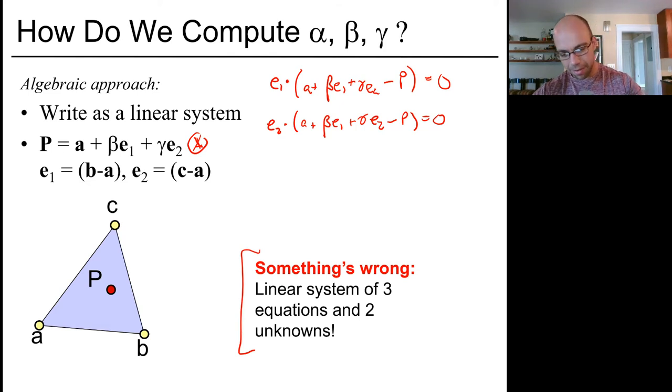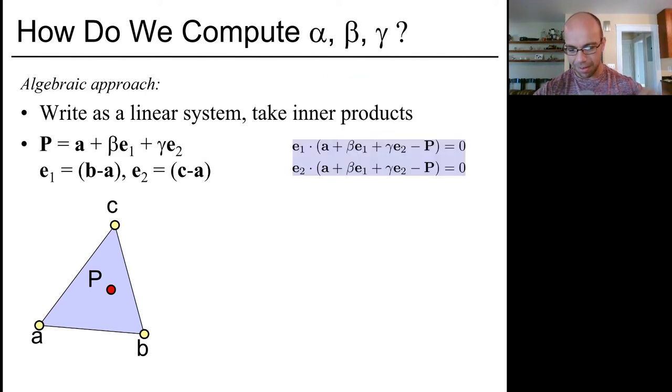Okay, so all I did is I took our expression star, and I took the dot product of that expression with E1 and E2, respectively. So here's what that looks like in better notation here. And now notice that this object has two equations. These are scalars and two unknowns, so life is good. In fact, we can factor this expression just for fun.